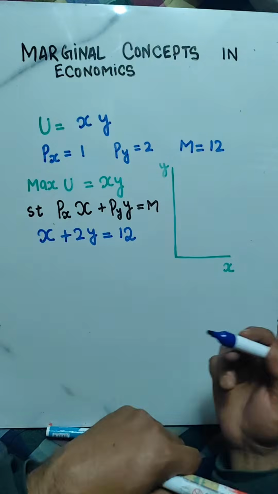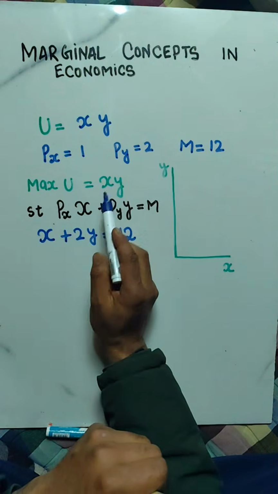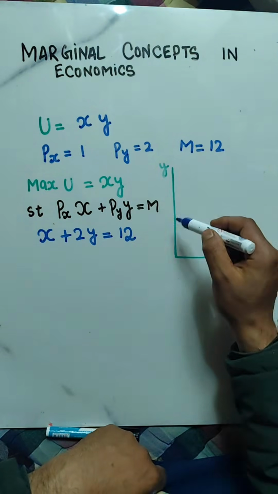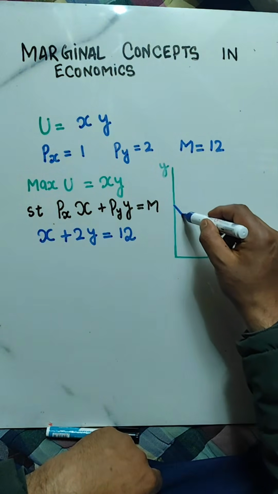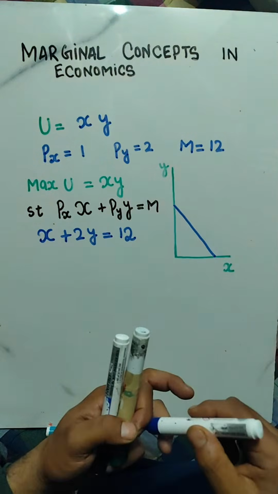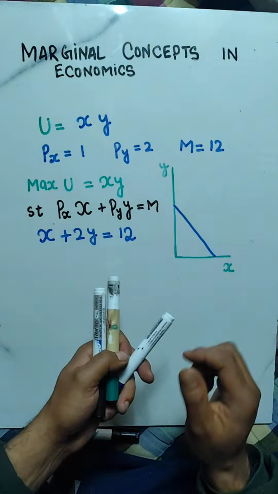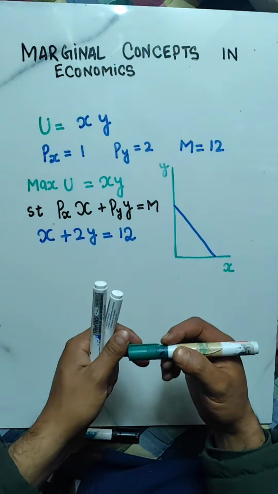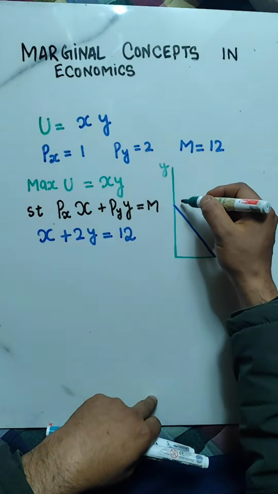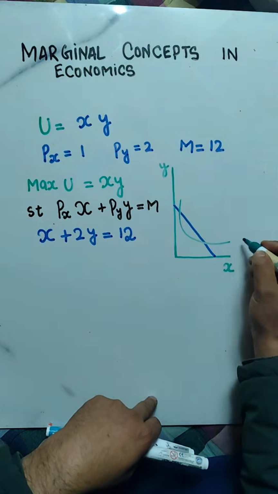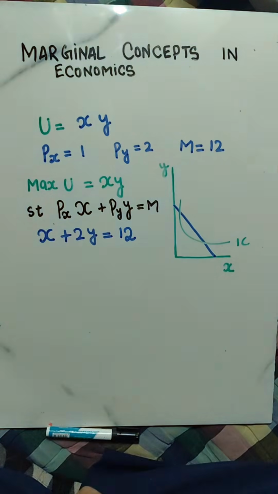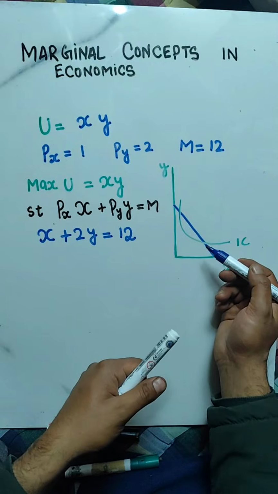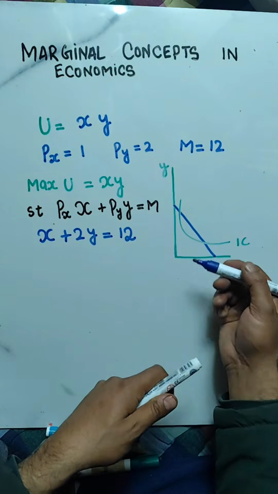We want to maximize the utility subject to the budget constraint, so let us draw the budget constraint here. This is the budget constraint. With the given budget, the consumer's endeavor is to get the highest possible satisfaction. So he can be on this indifference curve, but still he will not be able to. Here he will not be getting the maximum satisfaction.